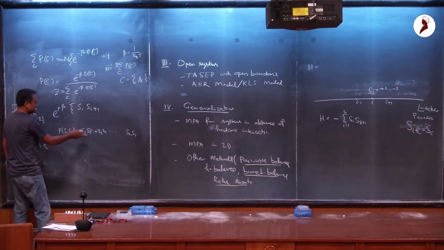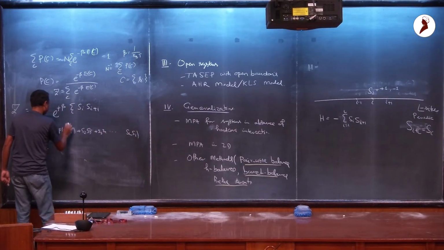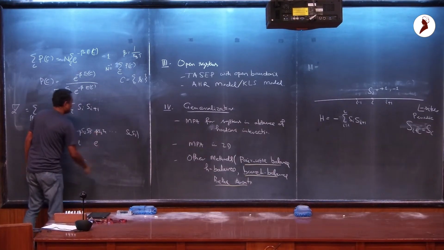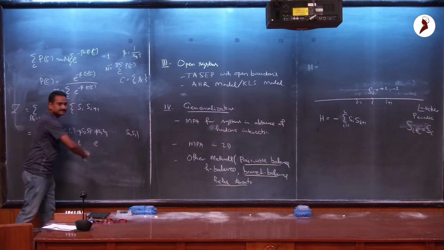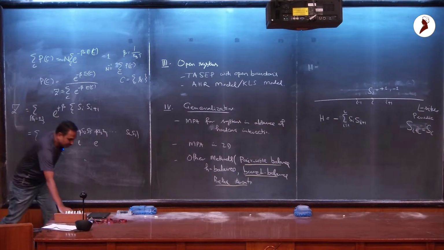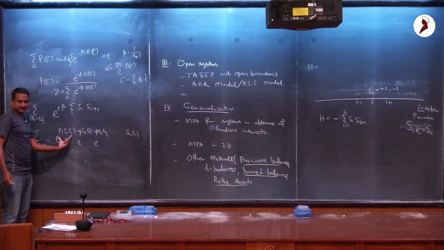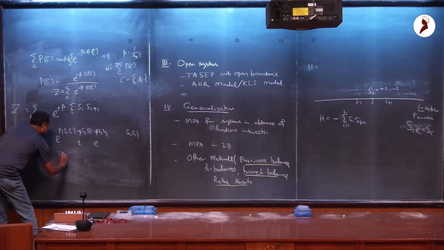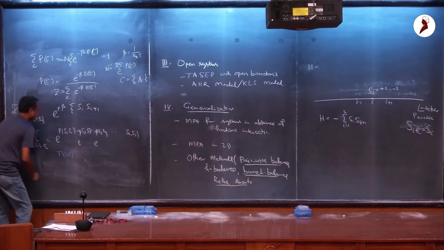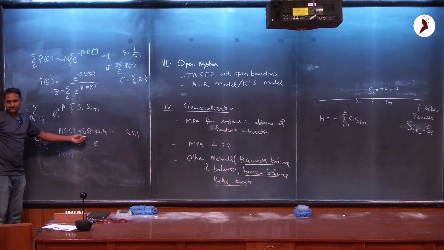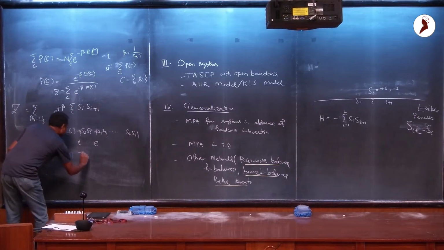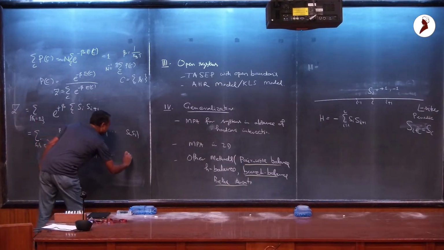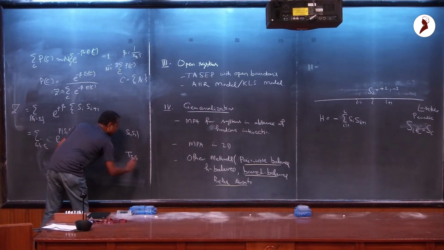But because it's in the exponential, you can take it out and write it as e to the power beta S2, S3 and e to the power beta S3, S4, like that. Then if you define this as a function, this is the same function. So you can call it T S1, S2. If you call it T S1, S2, this will be directly T S2, S3, like that. And the final one is T SL, S1.